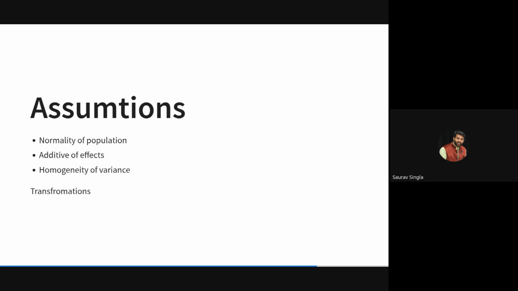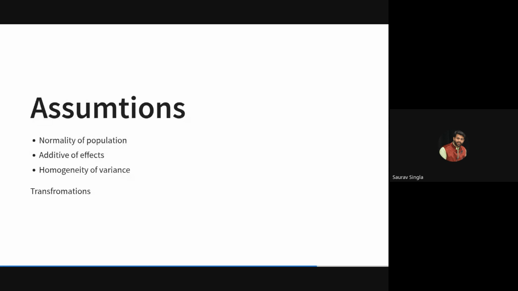Okay, it is not claiming that it is equal. It is not saying that every variance should be 2, 2, 2, 2, 2. No, it might be 2, 2.5, 1.5, something nearby. They should be similar, homogeneous in nature. Okay, this is called homogeneity of the variances.